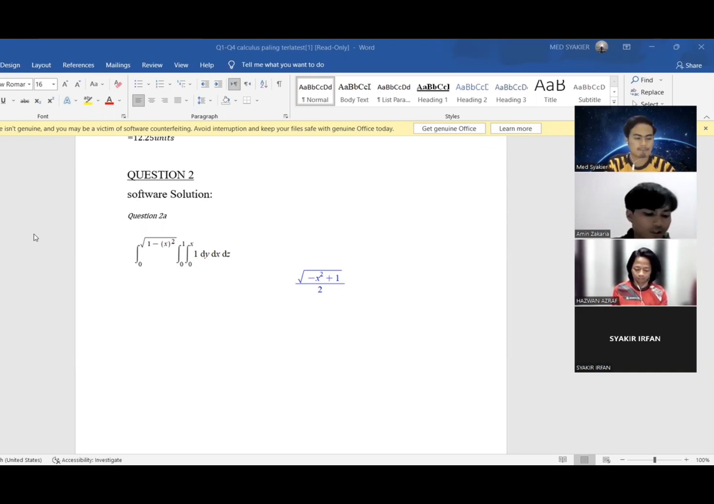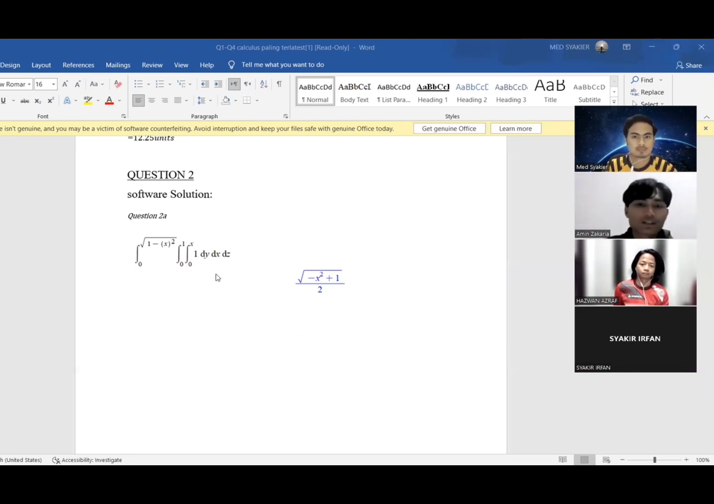Before we start, we have to find the value of z. So we get z is equal to square root of 1 minus x squared. After we get the z value, you can just put in the limits, because we already have the limits of dx and dy: for dx we get 0 to 1 and for dy 0 to x. For dz, we get the limit of 0 to square root of 1 minus x squared.